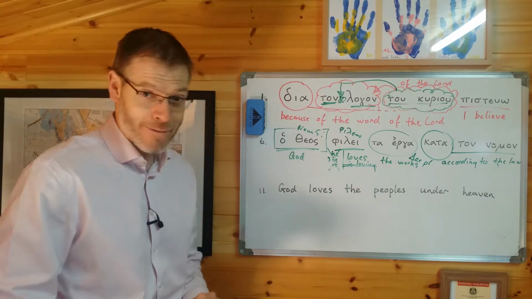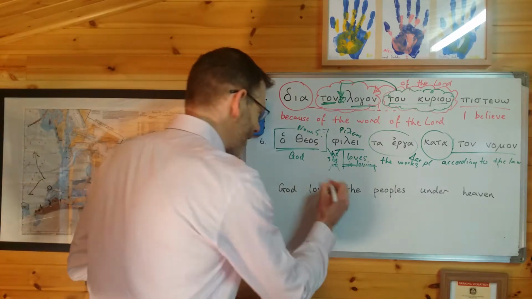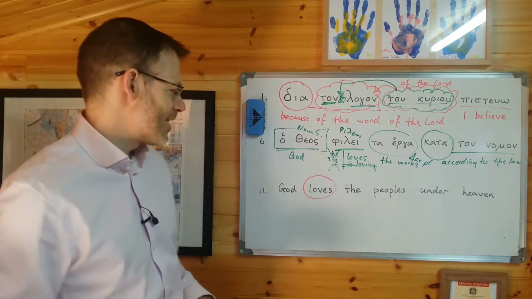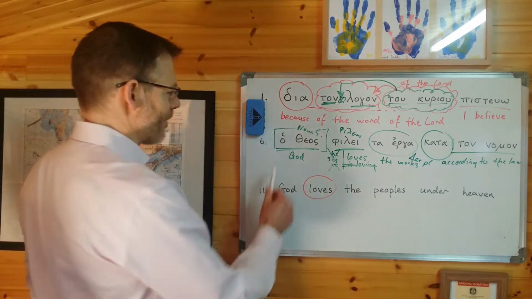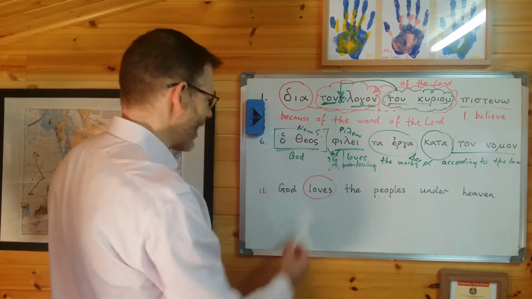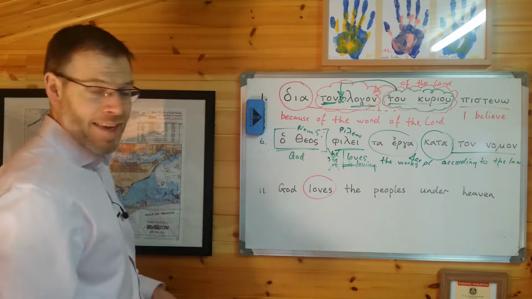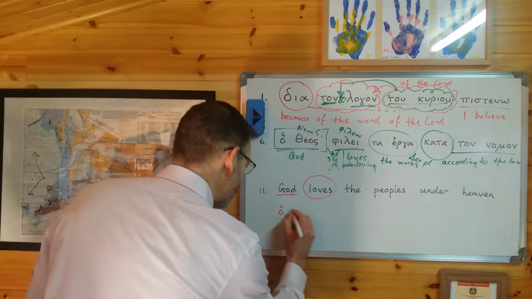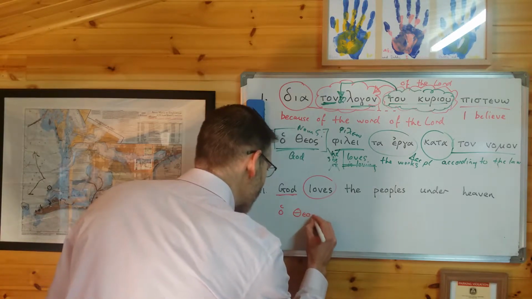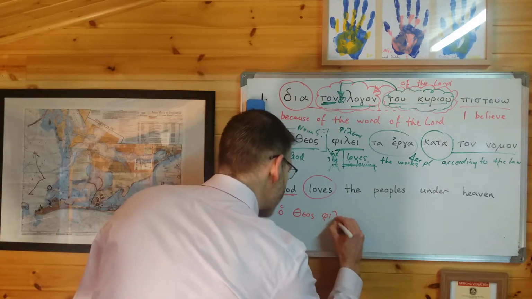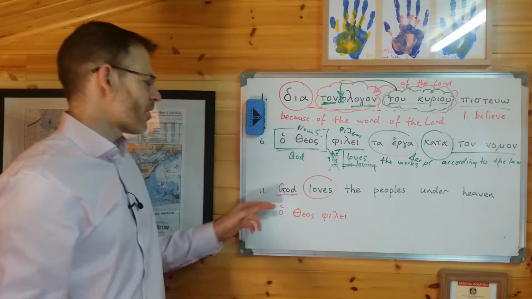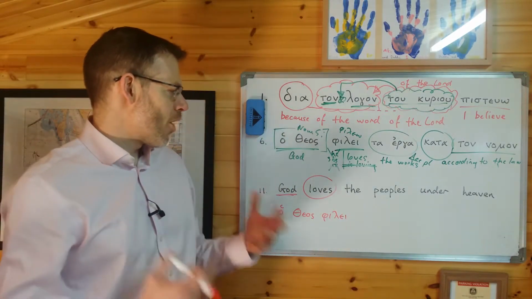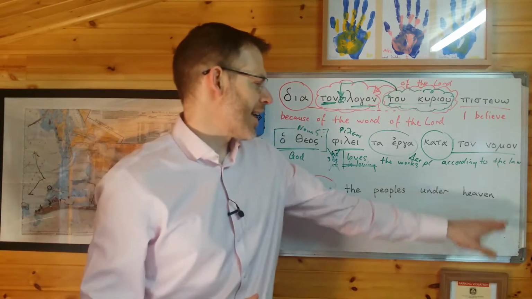Well, don't get carried away and forget all the basic things you already know. Let's find the verb. God loves. It's a third person singular verb, isn't it? God loves. Well, hey, look, I'm not going to waste your time just giving you what you've already got here. Ho theos phile is how we're going to translate that, isn't it? That's the subject. Here's the verb. So, ho theos phile. God loves. And now what we have is an object, the peoples under heaven.